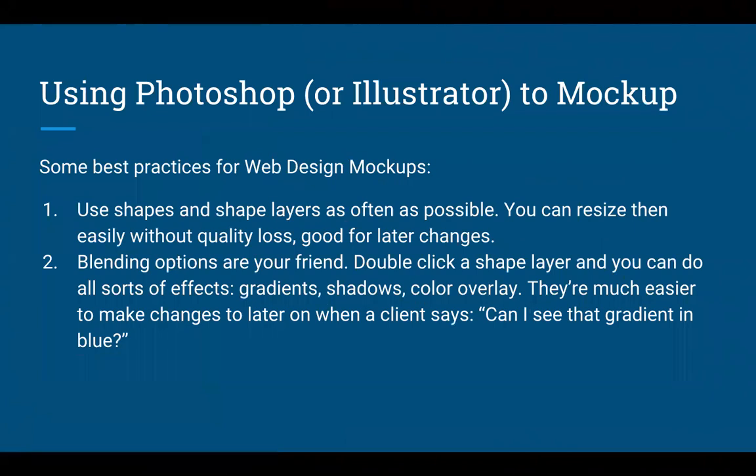Blending options are your friend. So double click a shape layer and you can do all sorts of effects, such as gradients, shadows, color overlays. It's so much easier to do a color overlay. So when a client later on says, well, can I see that green button as a blue button? You can just click on the color overlay and turn the green to blue. It makes your life so much easier. Believe me.